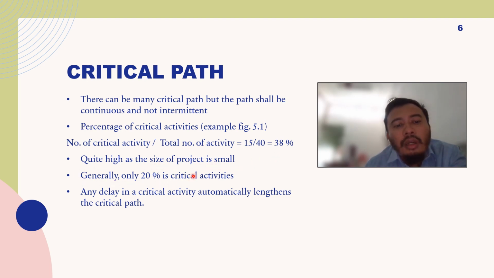So generally, we limit to only 20% of activities being critical. Any delay in these critical activities would have an effect on the overall completion of the project. Any delay in a critical activity automatically lengthens the critical path. If you delay any activity that is classified as a critical activity, it's for sure you extend the duration of the project.